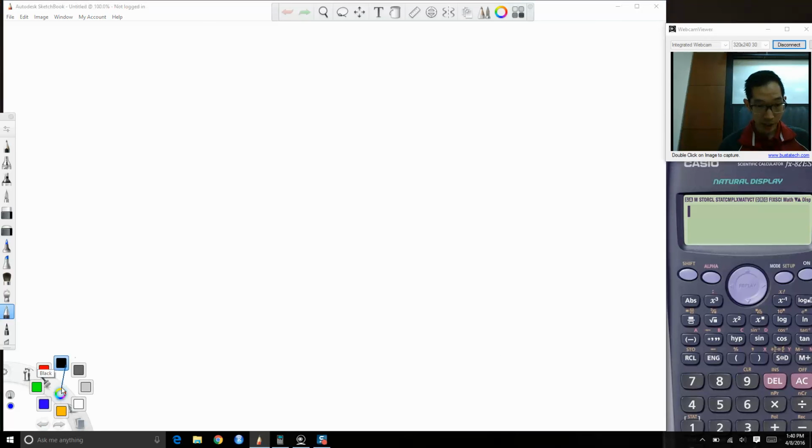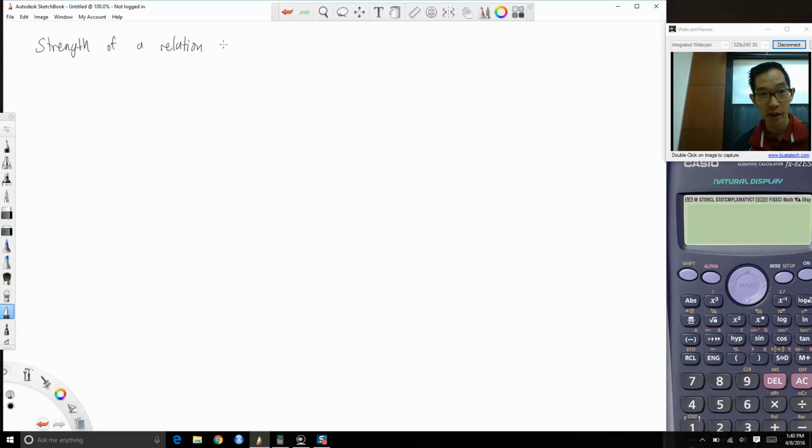And then we have the strength of a relationship. There are a few ways we can think of this. One can be, can we make good predictions for one variable based on the other?